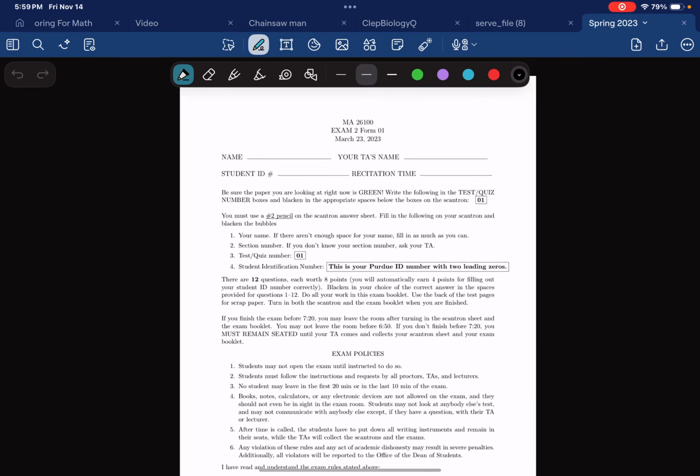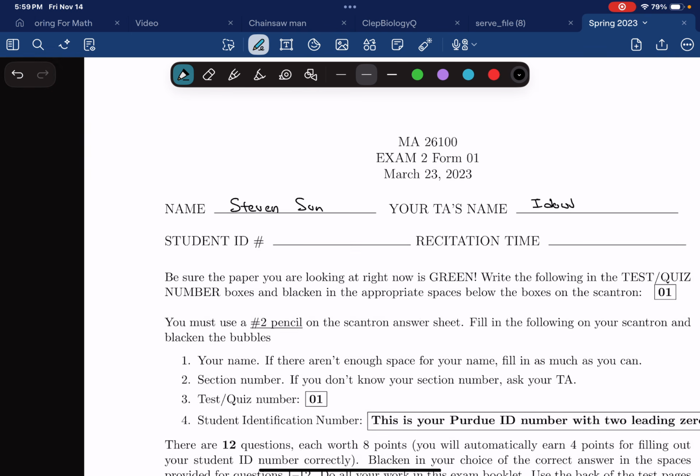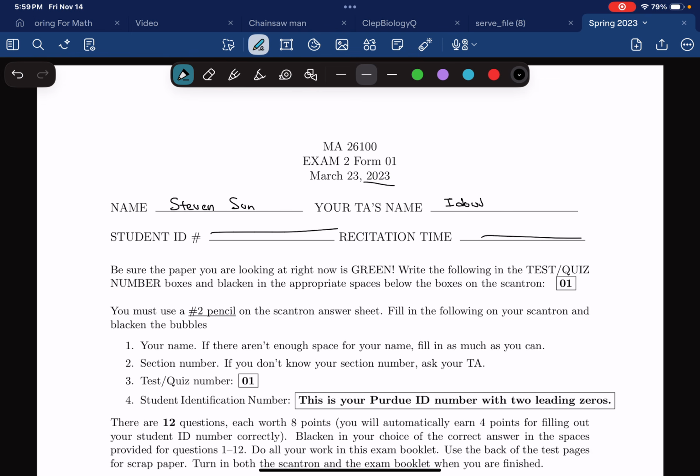Okay, let's get this one underway. So, standard procedure here. This is the 2023 spring one.